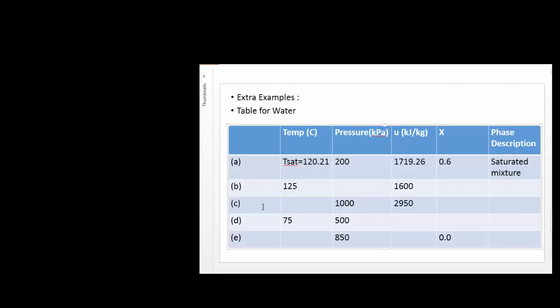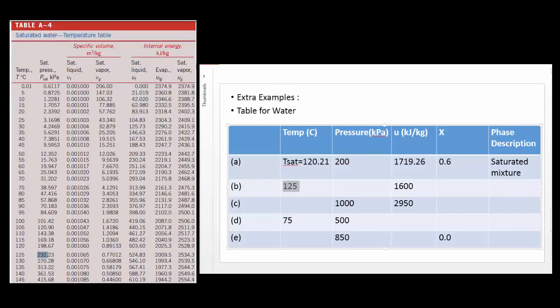So second problem, the temperature and the internal energy is given. So what should you do? Since two properties are given and temperature is a priority, please go to table A4. Please define your state again. At 125 degrees Celsius, you look at the internal energy. Look at the digit. Is it between, more than, or less than the boundary? We can see it's in between, meaning this is also a saturated mixture.